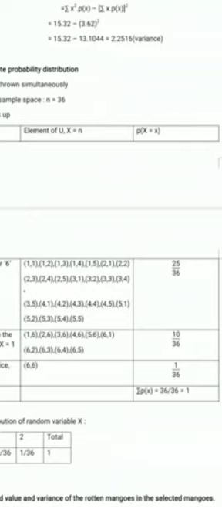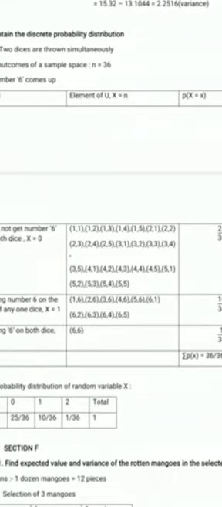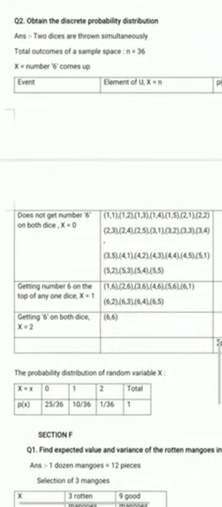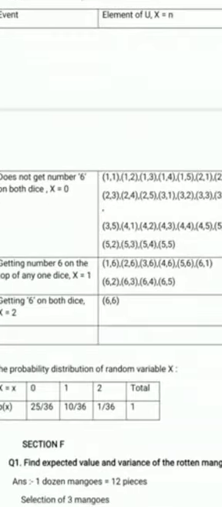Now, putting it in a table, the probability distribution of the random variable: when x is equal to 0, p(x) is 25 by 36. When x is equal to 1, it is 10 by 36. When x is equal to 2, it is 1 by 36. So the total comes to 1.